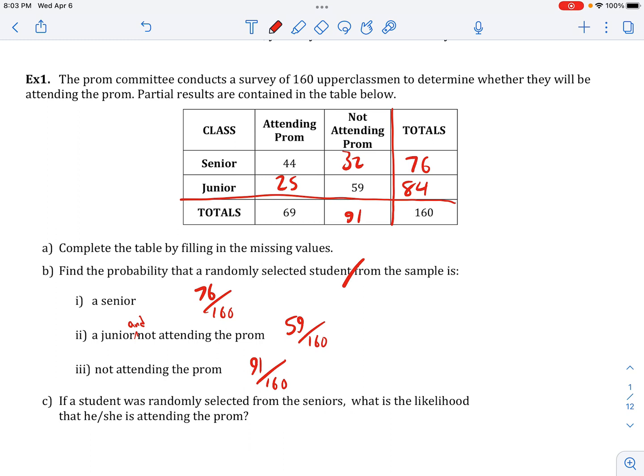Now, this part C is slightly different. If a student was randomly selected from the seniors, okay, denominator now is going to be 76. So now just focusing on those 76, how many are attending the prom? We get 44. Okay.